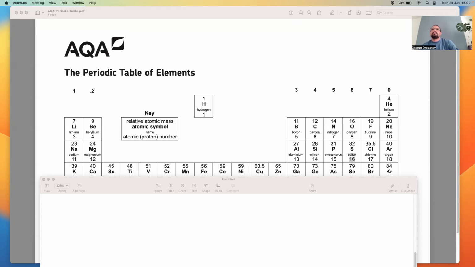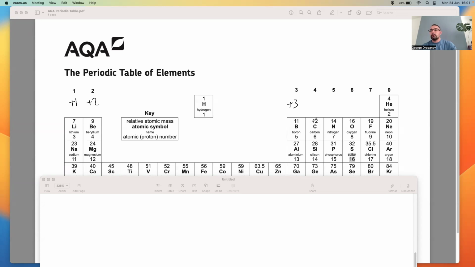So in group 1, they have 1 in the outer shell. So is it easier to lose 1 or gain 7? We've already discussed that metals, lose is easier. So this will form a charge of +1. This will lose 2, so it'll be +2. The transition metals we don't need to worry about. This will be +3.